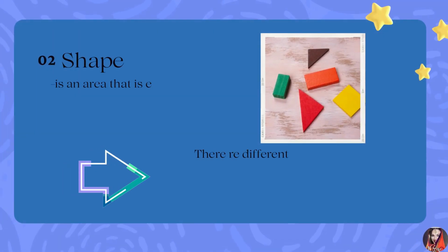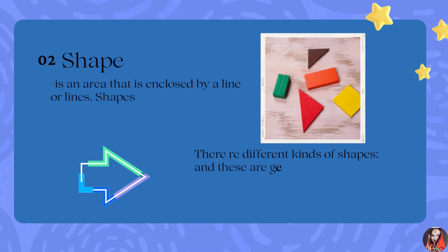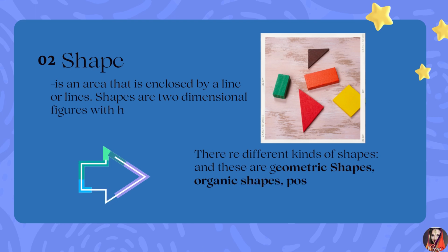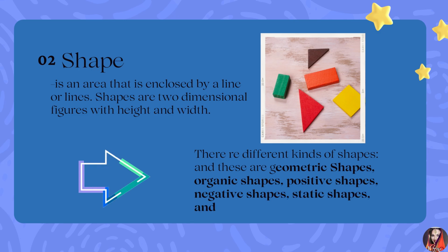Number 2 element of art is shape. Shape is an area that is enclosed by a line or lines. Shapes are two-dimensional figures with height and width. There are different kinds of shapes, and these are geometric shapes, organic shapes, positive shapes, negative shapes, static shapes, and dynamic shapes.